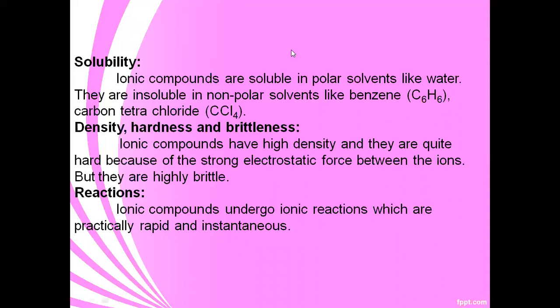So in this class we have learned about the two approaches, that is Kossel-Lewis approach and Lewis dot structure, and the types of chemical bond. We have learned about one type, that is ionic bond. In the next class we will discuss the other types of bond, that is covalent bond and coordinate covalent bond.